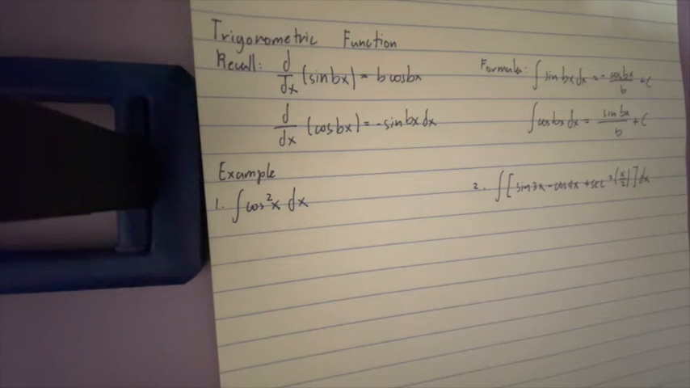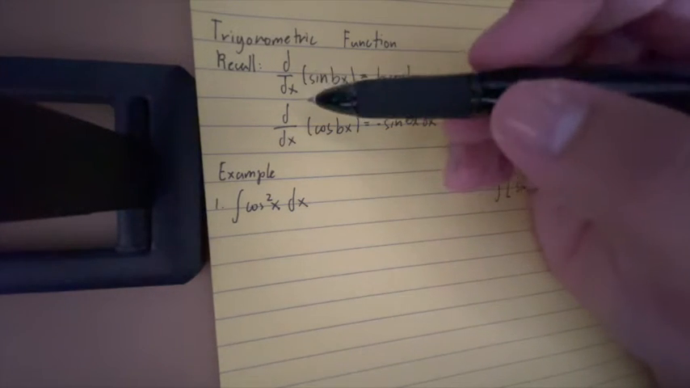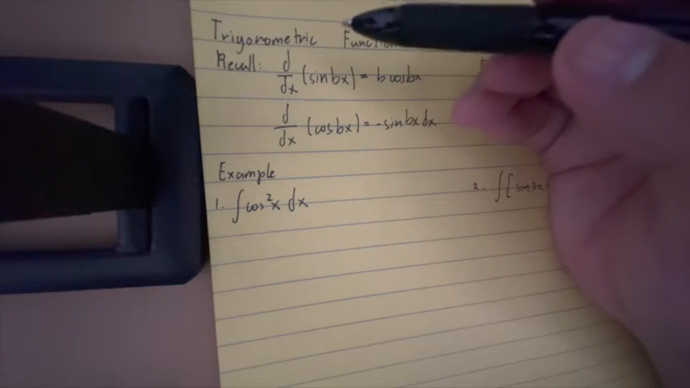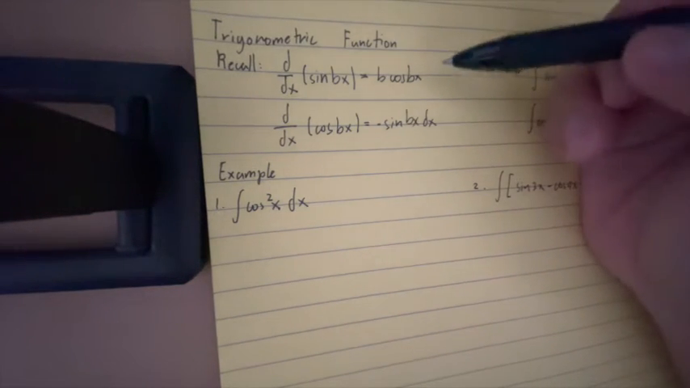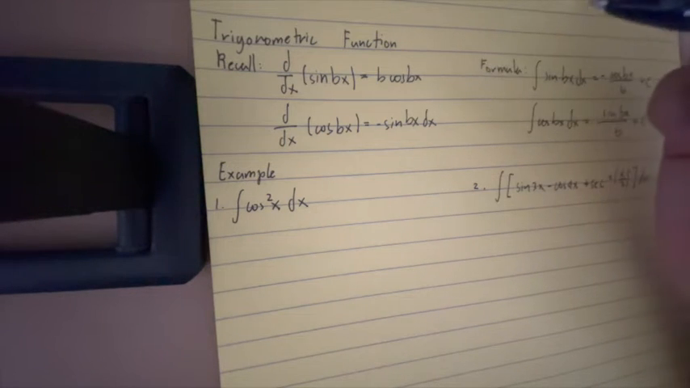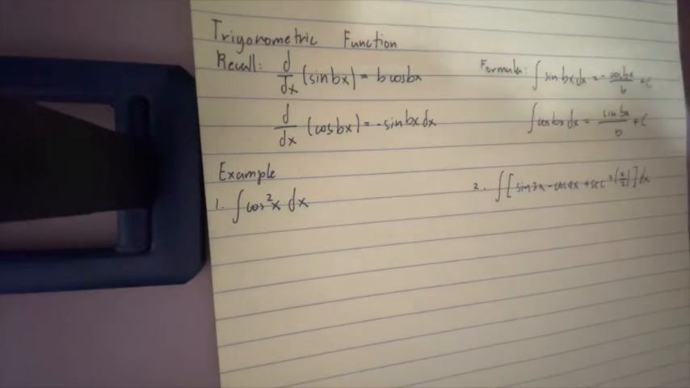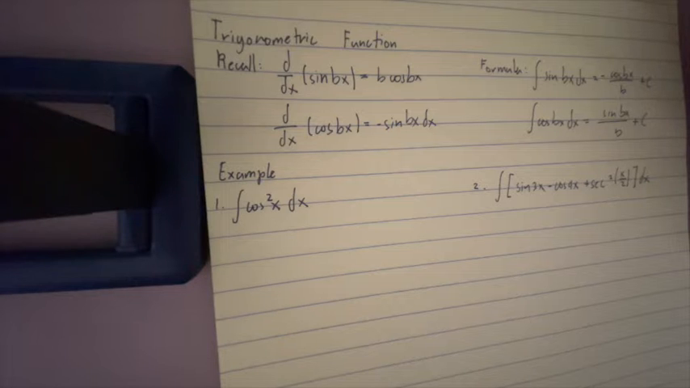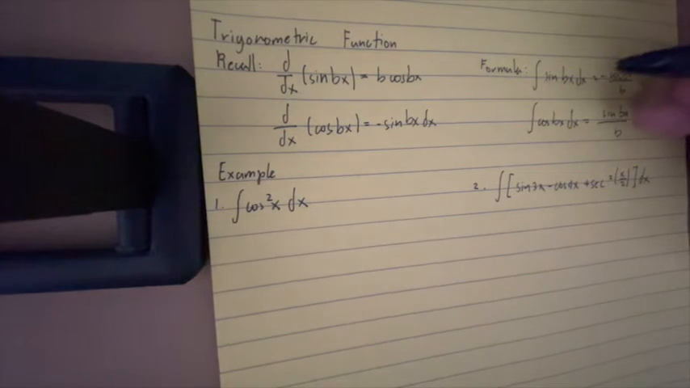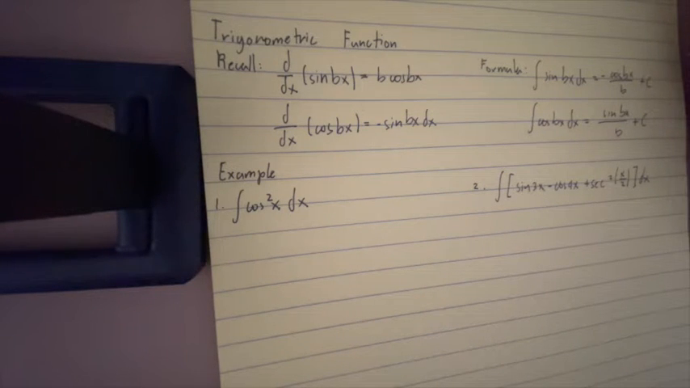For the trigonometric function, we need to recall d over dx of sine bx is equal to b cosine bx, and d over dx of cosine bx is equal to negative b sine bx. The formula of integration of trigonometric function: the integral of sine bx dx is equal to negative cosine bx over b plus the constant. And the integral of cosine bx dx is equal to sine bx over b plus the constant.